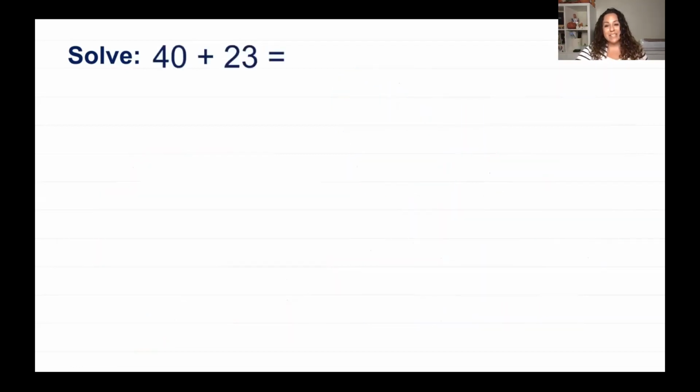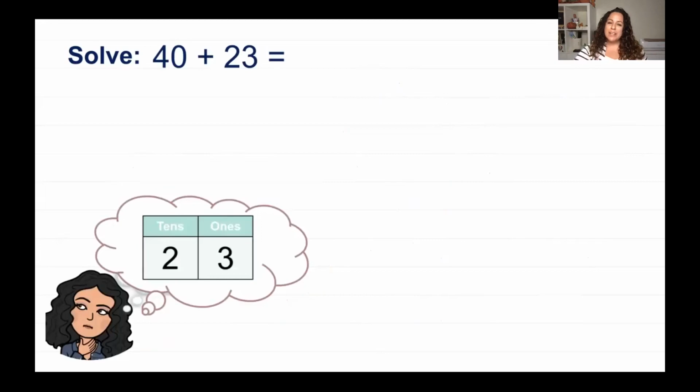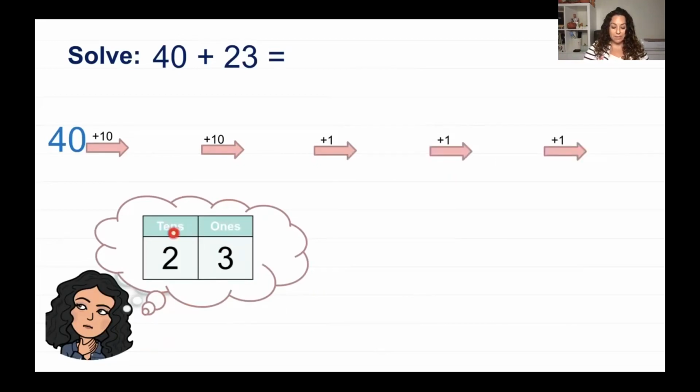Okay, let's go ahead and solve it again, but let's use the arrow way. So remember, when I have 40 plus 23, I know that 23 is 2 10s and 3 1s. So I'm going to start my arrow way. So I'm going to start at 40, and then I'm going to jump how many 10s? 2 10s. So there's 2 10s, and then how many 1s? Well, 1, 2, 3. So do you see that? I have 2 10s and 3 1s, and now I'm going to add 2 10s and 3 1s.